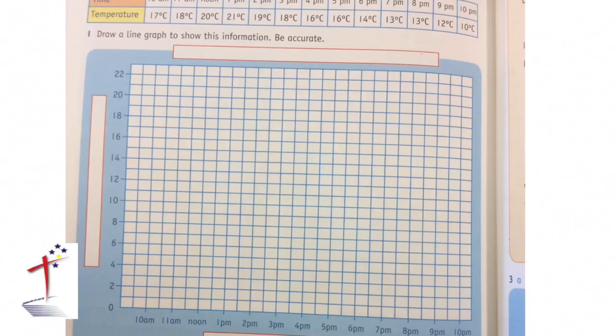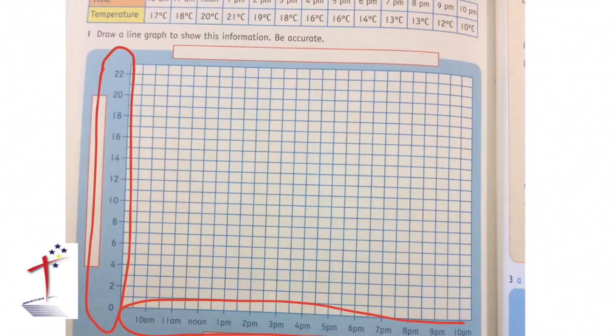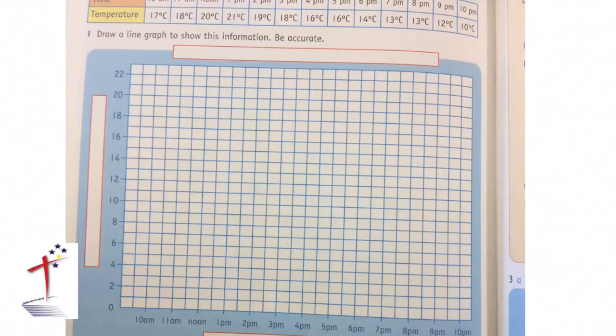So it says, draw a line graph to show this information. Be accurate. So on this side, we have the temperatures, and down the bottom, we have the times, which are all found in the table at the top. So I'm going to do the first one for you so you can see what I'm talking about. So the first time is 10 a.m. So 10 a.m. is down the bottom, and the temperature was 17 degrees. So where it says 10, we need to go up, and we need to find where 17 would be, and 17 is about there where the red dot is. So that's our first one.